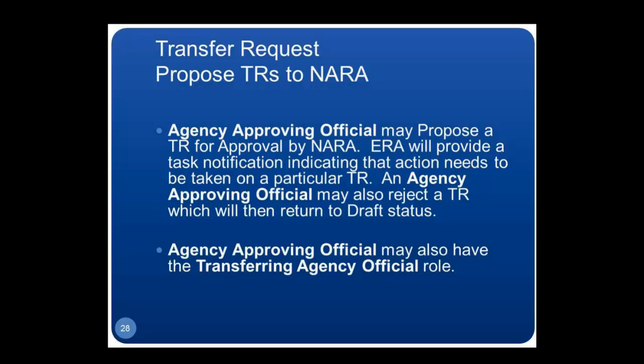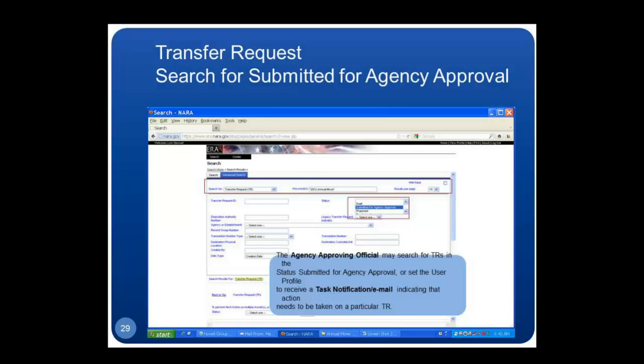So once the form is submitted for agency approval status, the agency approving official can search for the form using the advanced search screen that was described earlier, and the process is very similar. In fact, it's virtually unchanged, except that the status of the form has been updated from draft to submitted for agency approval status. So the agency approving official may search for TRs in the submitted for agency approval status, or set their user profiles to receive a task notification or email indicating that actions need to be taken on a particular transfer request.